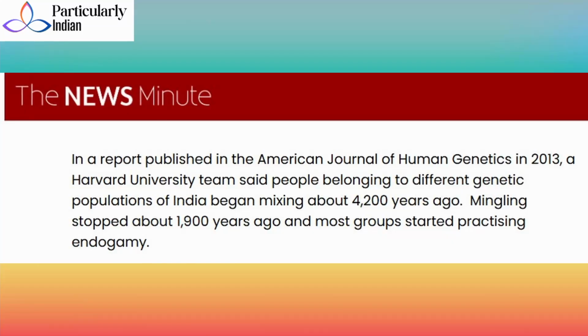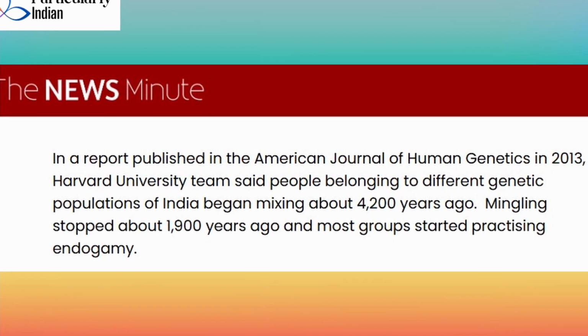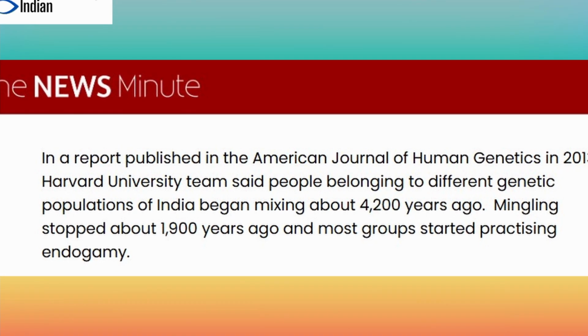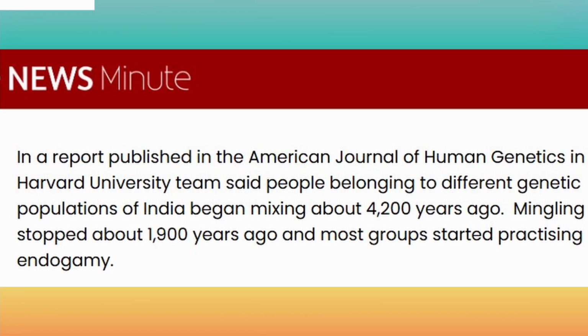We can only imagine how crucial genetic studies would be for understanding the origins of the caste system. So there are two separate research studies on the origins of the caste system that give us a clearer picture of how or when it would have begun. In a report published in the American Journal of Human Genetics in 2013, a Harvard University team said that people belonging to different genetic populations of India began mixing about 4,200 years ago. The mingling stopped about 1,900 years ago, and most groups started practicing endogamy. So basically, after the Indo-Aryan migration, there was an intermixing which abruptly stopped.